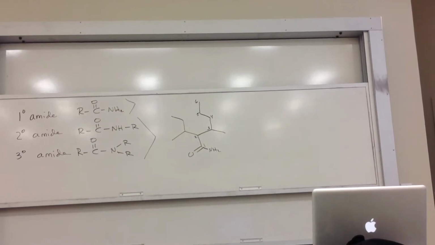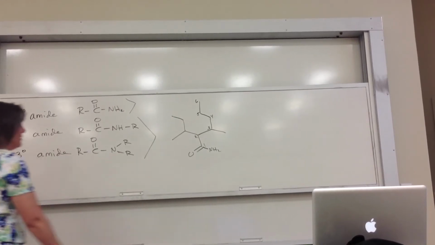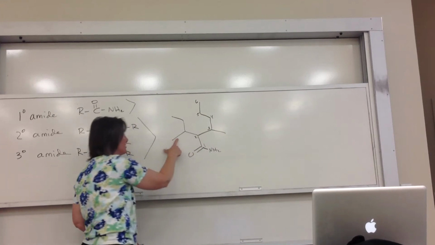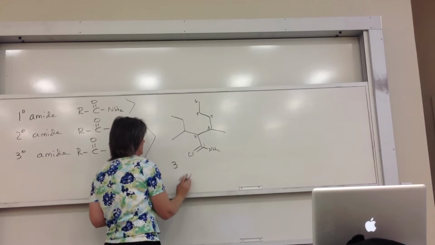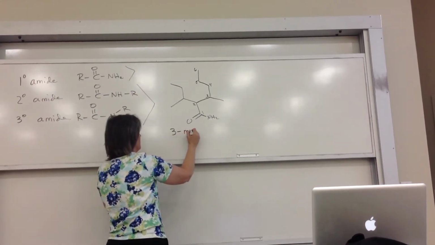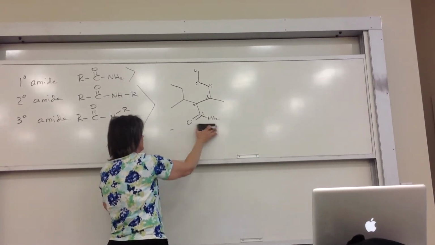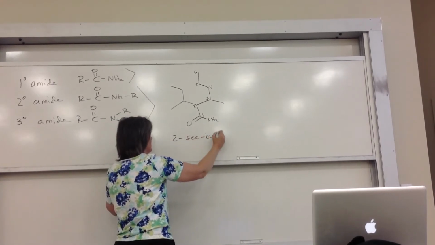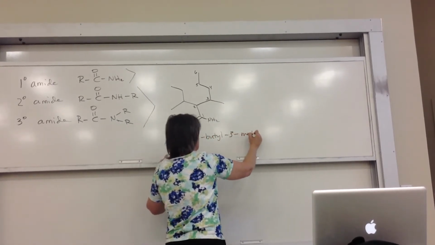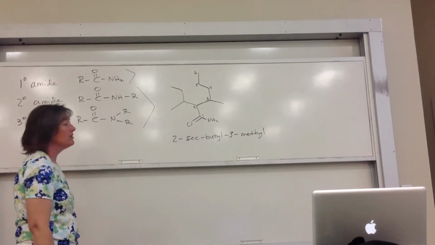Now we're going to name it as a carboxylic acid. So pretend the NH2 is not there. I have a methyl hanging off of there, and then what's this thing? It's a sec butyl. Okay, so we will go 3-methyl. No, we won't. Sec butyl comes first. 2-sec-butyl, 3-methyl, hexanoic acid.